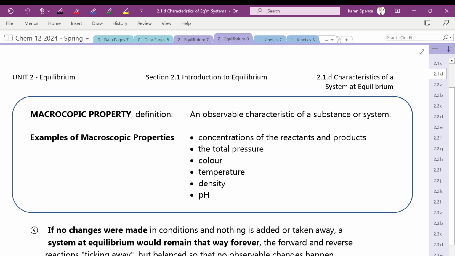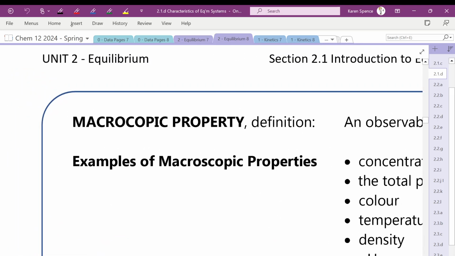So, first of all, I misspelled macroscopic. Can you guys see my mistake? I left off the S. Okay?